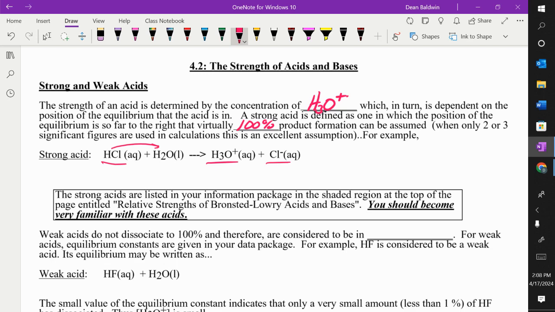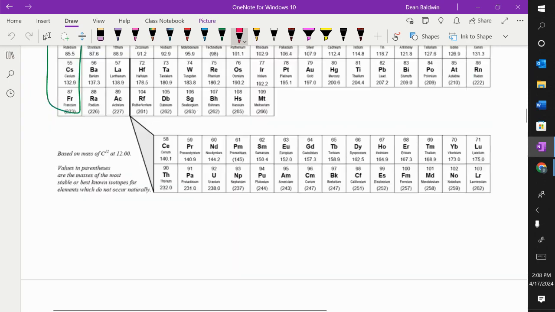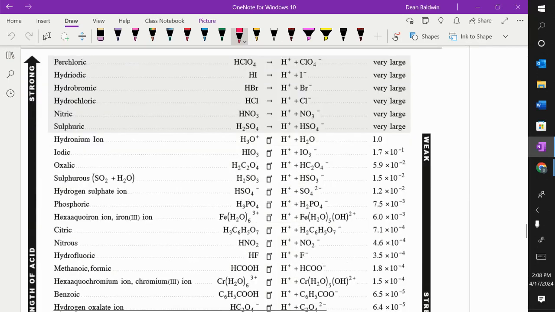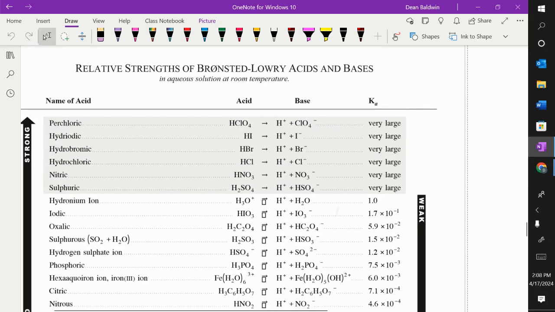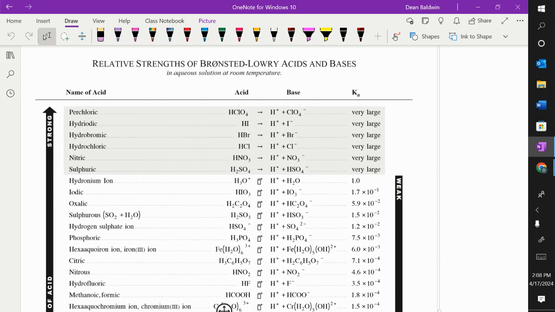Okay. In our data booklet, this is going to be your best friend for this unit. Some of you are your only friend. This page, the relative strengths of Bronsted-Lowry acids and bases. They are highlighted. These are all the strong acids. We just say the Ka is very big. All right, because for all these sig fig calculations we do, it doesn't matter. They ionize 100%.